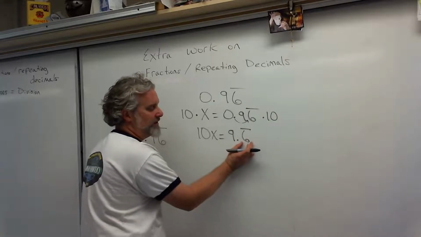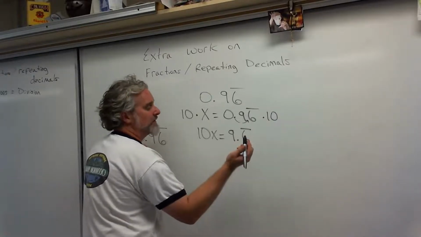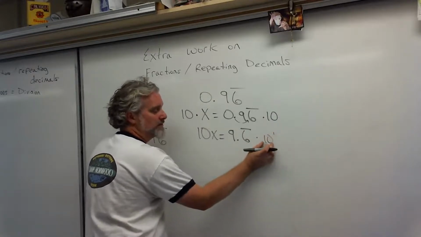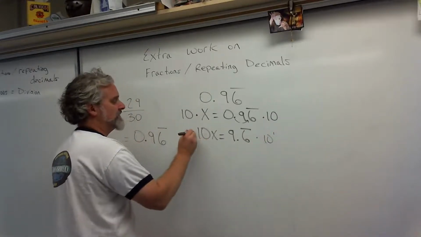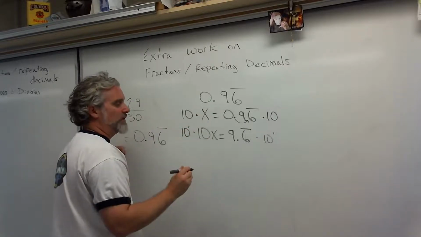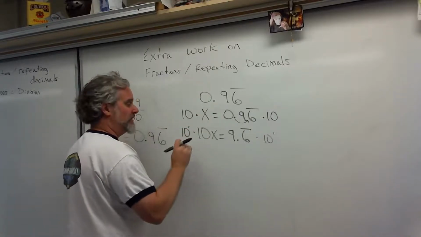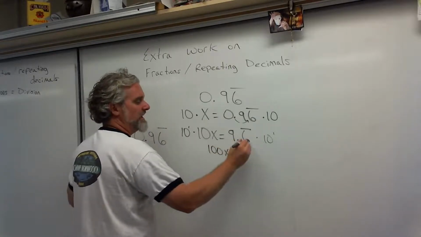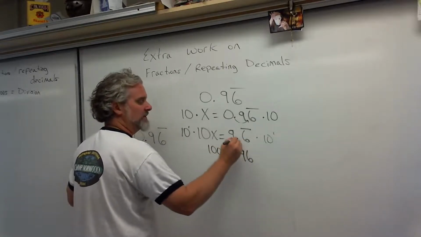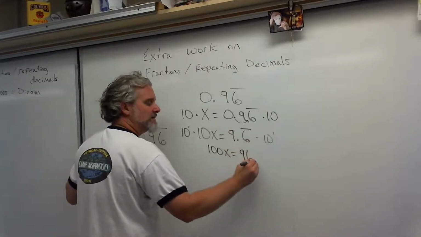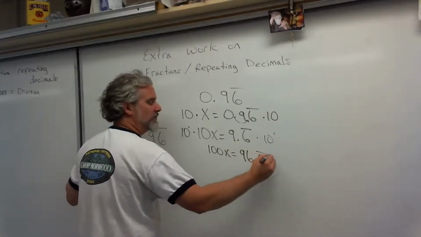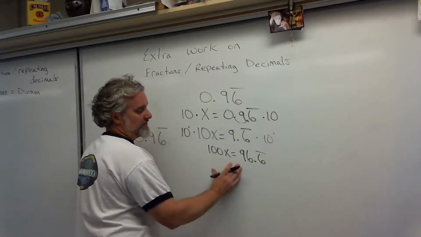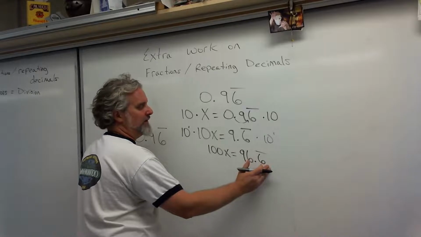Since we only have one number underneath the repeating bar, we're going to multiply times 10 to the first power. 10 to the first power is still 10. 10 times 10 is 100. 100x equals 96. Move that decimal point that one spot. But we still have a decimal point, and we have more of those repeating 6s. So now we got 100x equals 96.6 repeating.